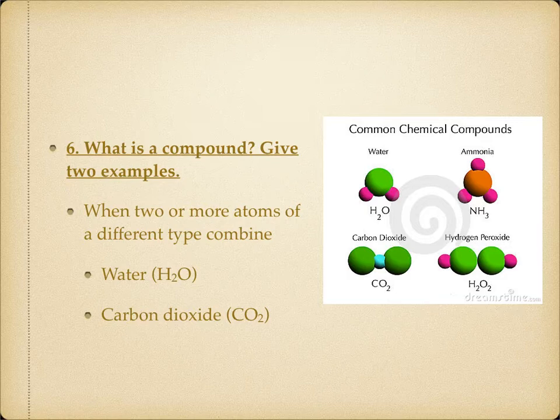So we have a couple here, water, and this is shown water. This is 2 hydrogens and 1 oxygen. So here would be the oxygen with the 2 hydrogens. Okay, another one was ammonia, which is 1 nitrogen and 3 hydrogens kind of bonded to it. Carbon dioxide, which is 1 carbon atom and 2 oxygens. And hydrogen peroxide, which is oxygen and an oxygen and a hydrogen and a hydrogen.